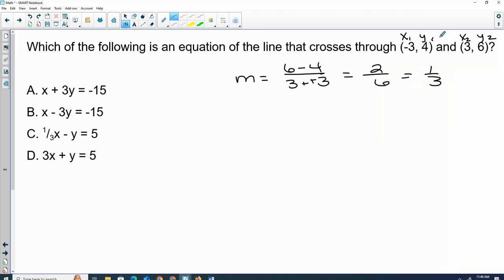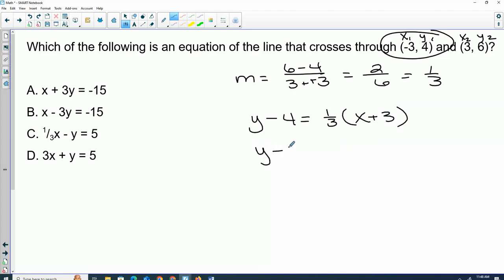Then you can take one of your points and either plug into y equals mx plus b to find your b, or do that point slope formula. So y minus the y value equals our slope, x minus the x value, minus -3 makes plus 3. So y minus 4 equals 1/3 x plus 1. Add 4, so y equals 1/3 x plus 5. Now, is that what this looks like over here?